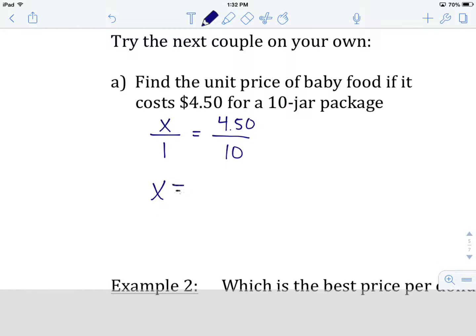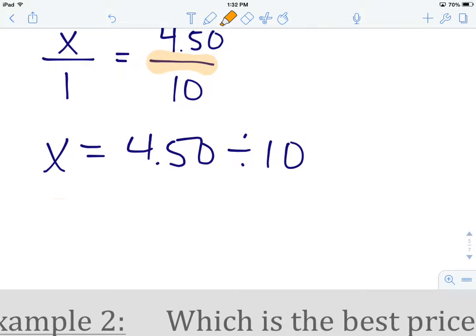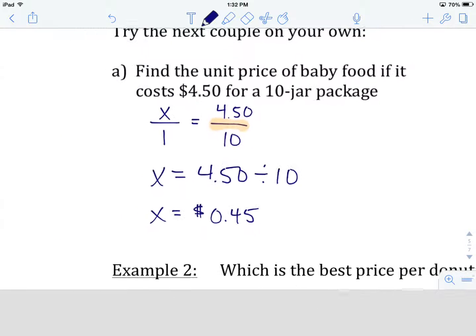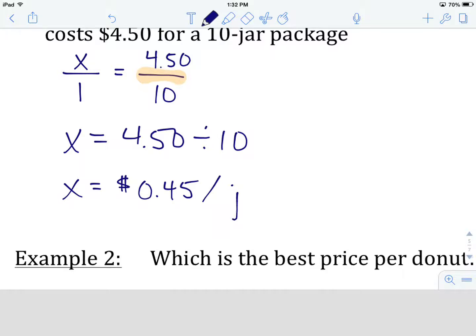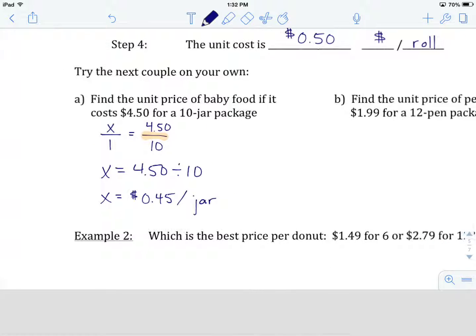The x will be equal to $4.50 divided by 10. That's what this fraction bar right here is telling us to do. This fraction bar says, hey, divide. And now we're going to do that division. So we're going to get 4.50 divided by 10. It's going to give us x equals 0.45. So that's 45 cents per jar. Each jar in that package will cost 45 cents.